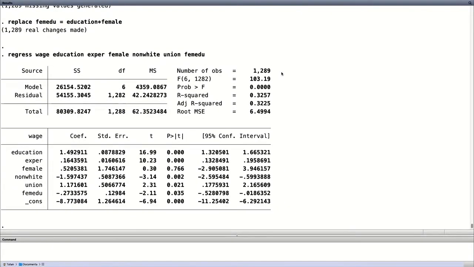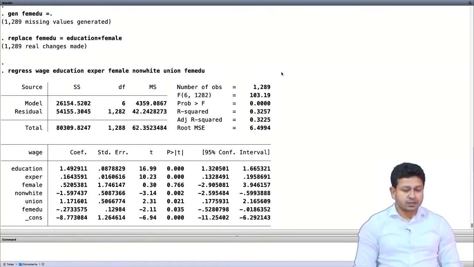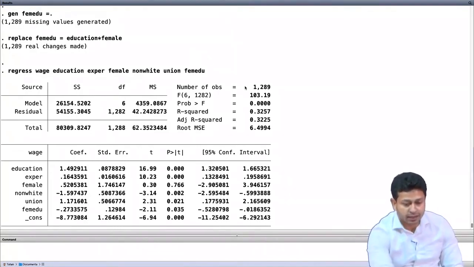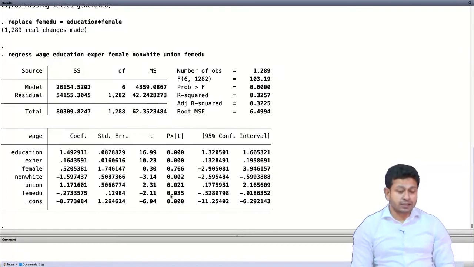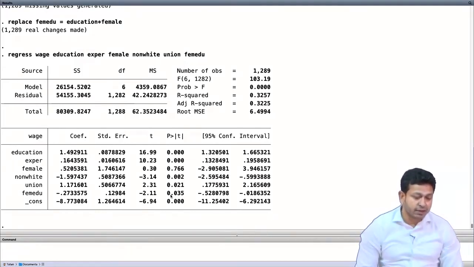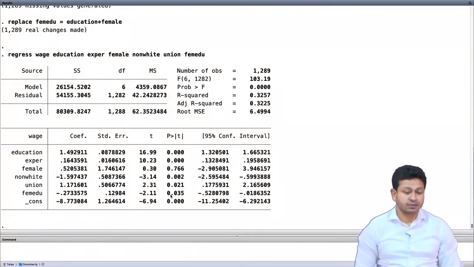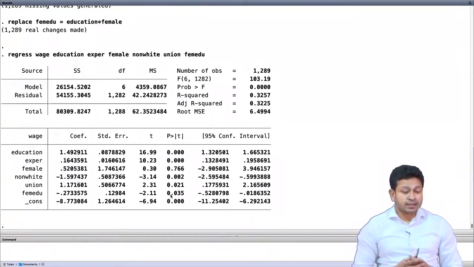Here you see, when we included this new variable female education, we got a certain value for it. It is a value of minus 0.27, and its p value is 0.035, which is less than my alpha equal to 5%. So it is going to be significant. It shows that the impact of female education is going to be 0.27 units less than the corresponding reference category. Basically male is the reference category here. So that is the impact of female education vis-a-vis the impact of male education. And this is how we should interpret it.